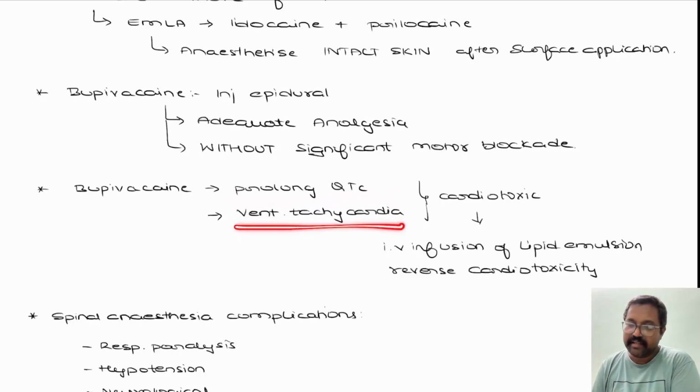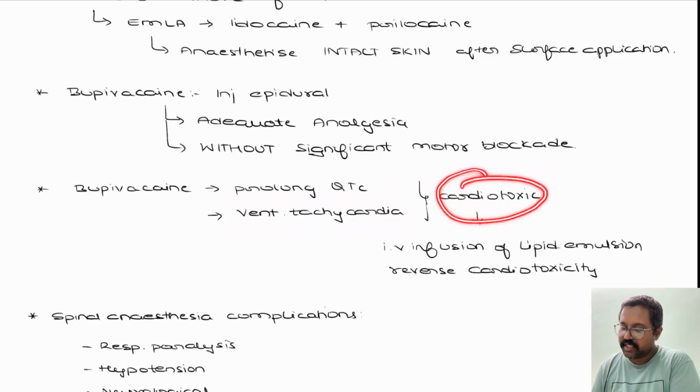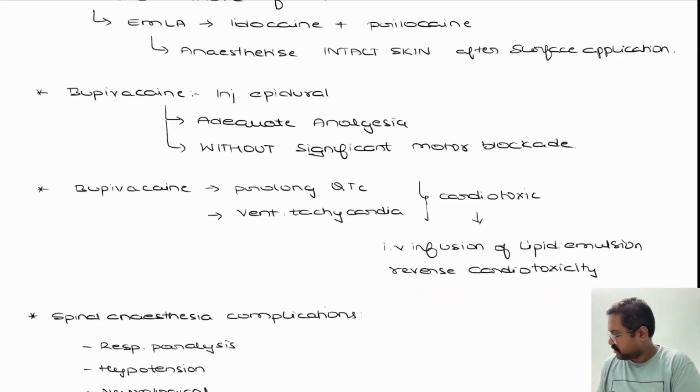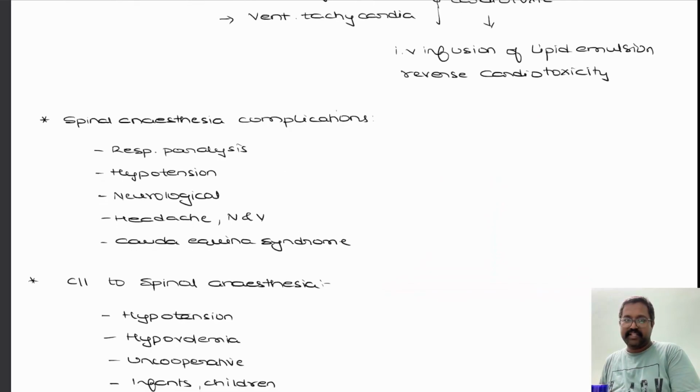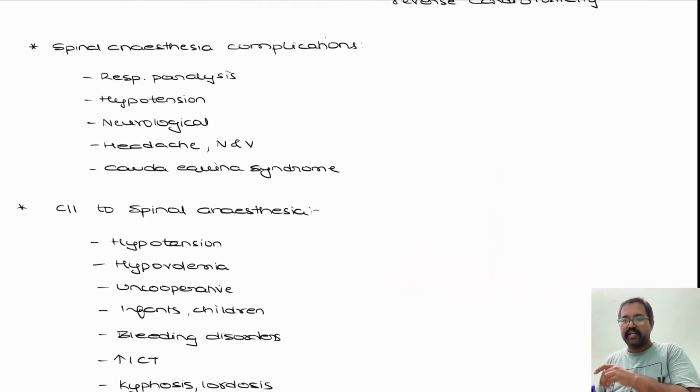Next we have bupivacaine side effects: it prolongs the QTc interval. It causes ventricular tachycardia and is cardiotoxic in nature. To reverse the cardiotoxicity, IV infusion of lipid emulsion is used. Next we have drugs for spinal anesthesia and their complications and contraindications.